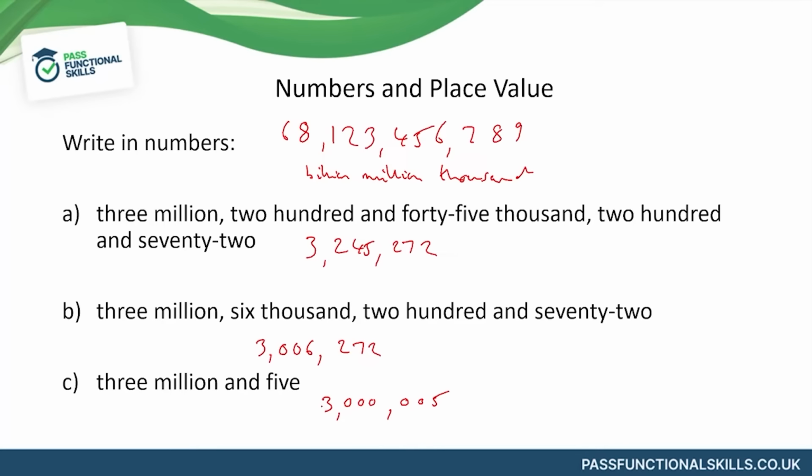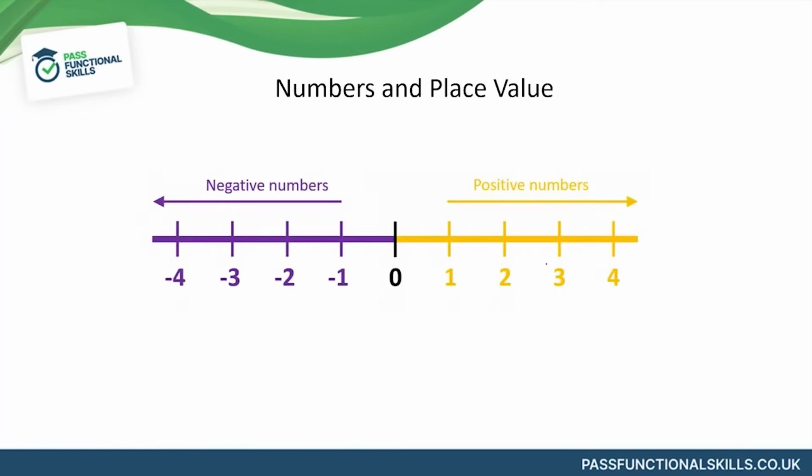So let's just test this. 3 million, 0,000. Okay, let's not even bother saying that, shall we? 3 million and 5. Perfect. Let's take a look now at negative numbers and positive numbers.